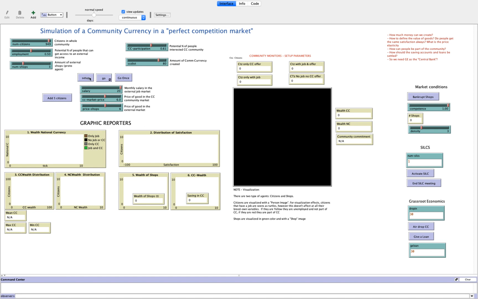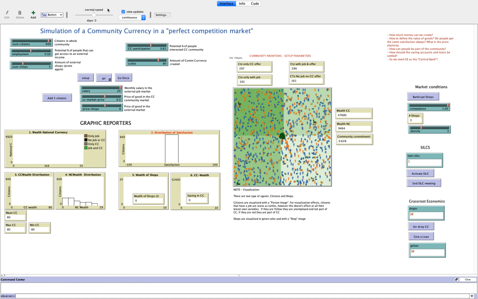So if I set up the model, you will see there are some blue agents, some orange agents, and some turtles. They all have different meanings. The citizens that are blue are part of the community. The ones that are orange are not part of the community, and the turtles mean that you have an external job. And this is kind of the representation you will have here. We can get deeper in another video.